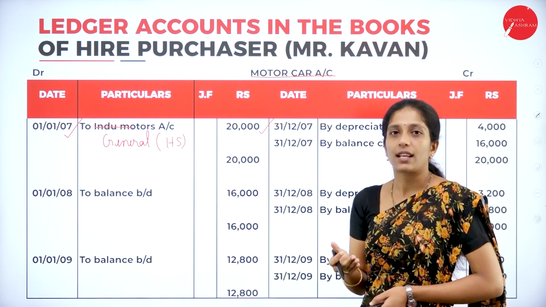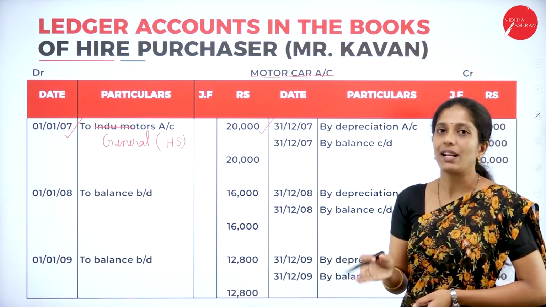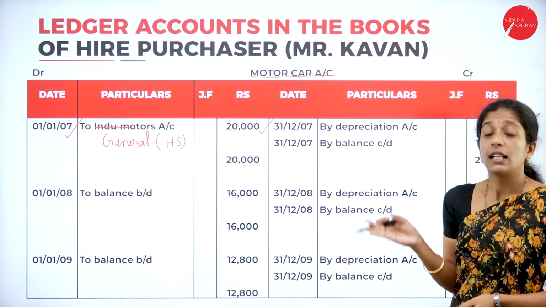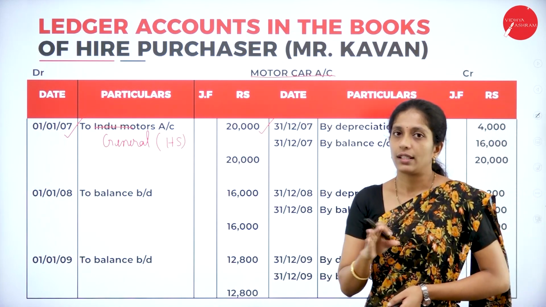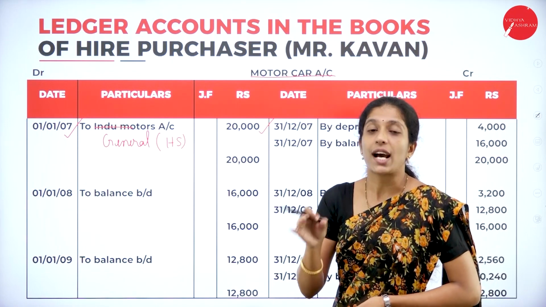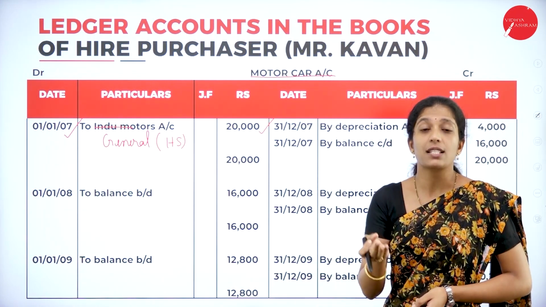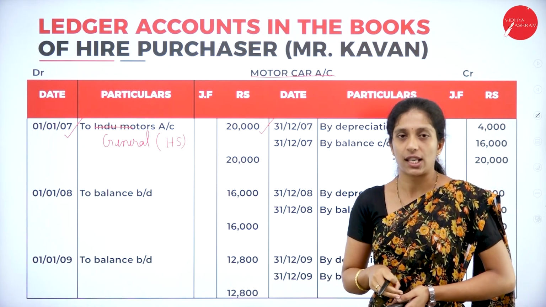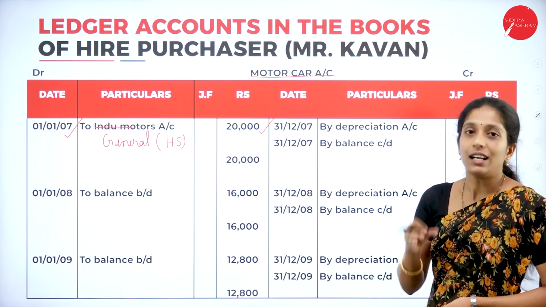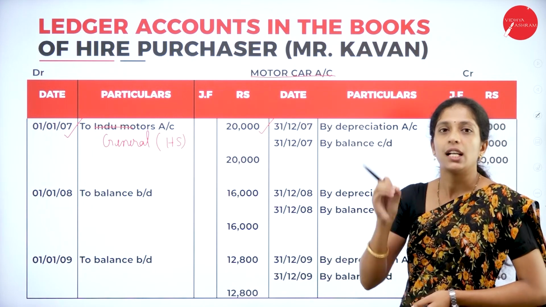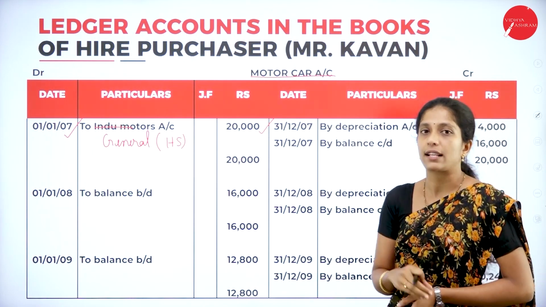After purchasing the asset, you will make the down payment. There is no asset entry required for that. Next, you will record interest due. There is no asset entry there either. Next, charging depreciation. For the asset, you have to charge depreciation because the asset is in the hands of the hire purchaser, right? So what is the entry for charging depreciation? Depreciation account debit to asset account.